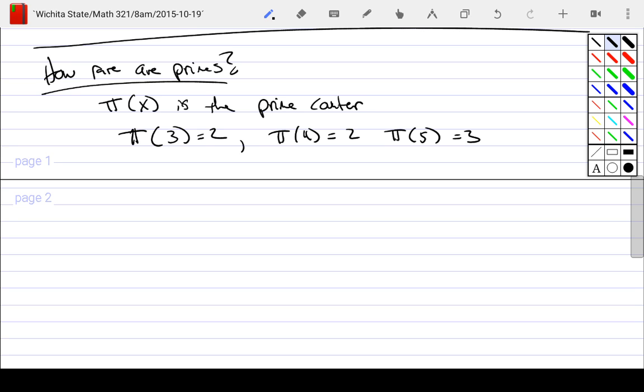And so we could have things like, what would be pi, this prime counter, of 10? How many primes are between 2 and 10? 2, 3, 5, 7. So the answer is 4, right? So what this function does is it just simply counts how many primes exist.